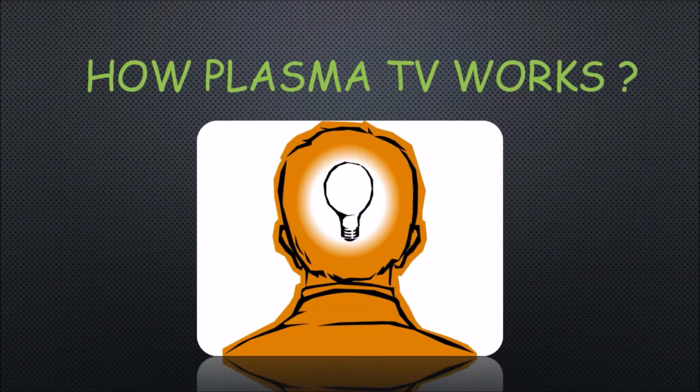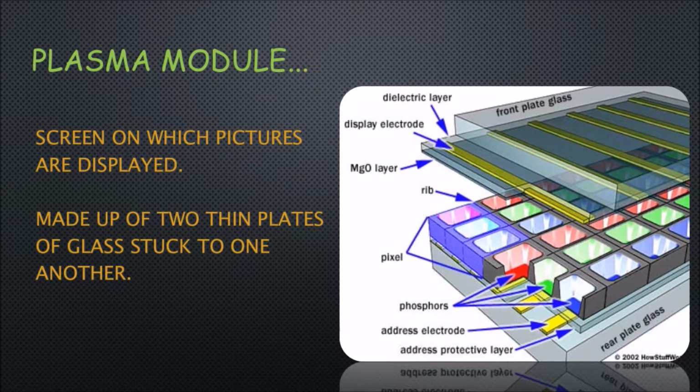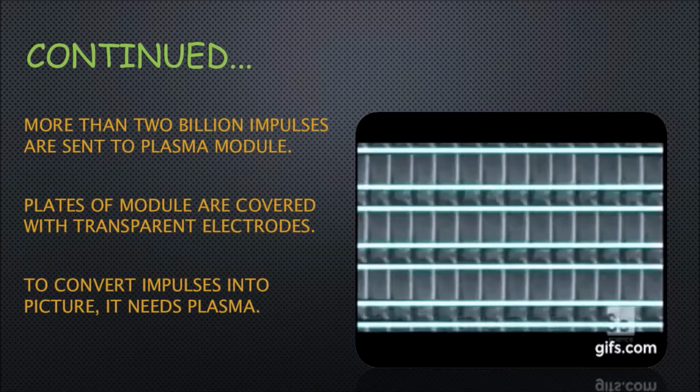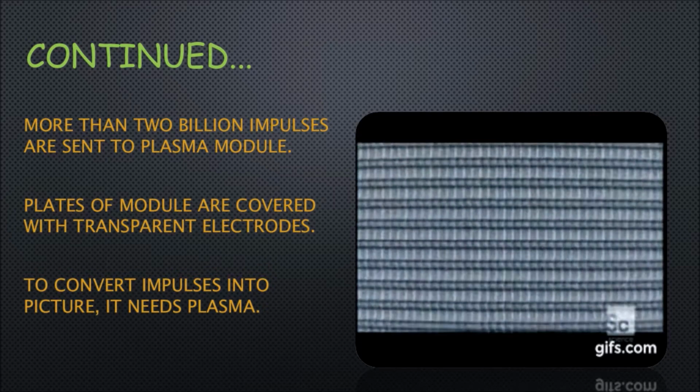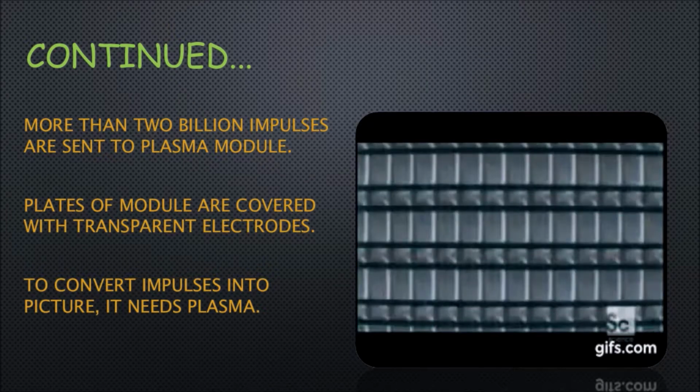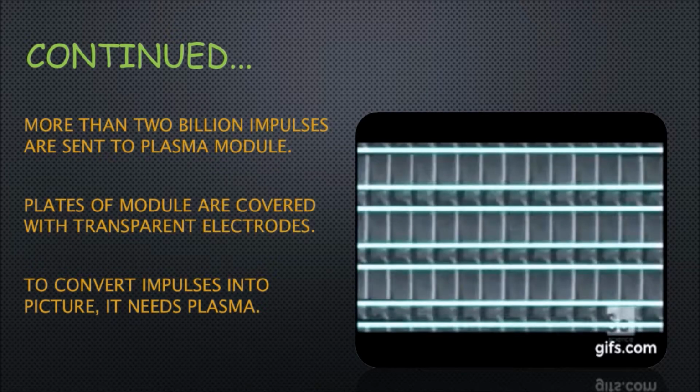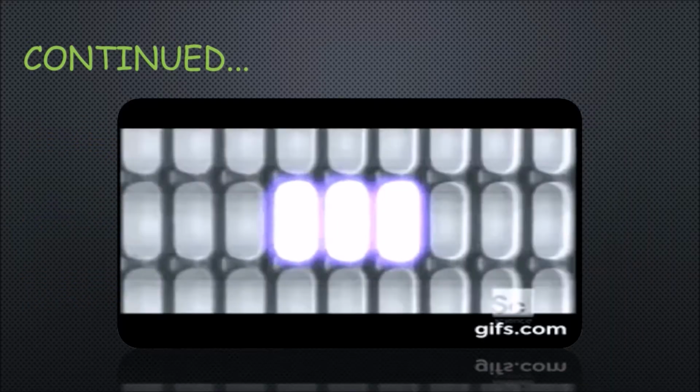Now comes the most important question: how does the plasma television work? The screen on which pictures are displayed goes by the name plasma module, and it's made up of two thin plates of glass stuck to one another. More than 2 billion impulses are sent to the plasma module every second, and the two glass plates of the module are covered with transparent electrodes. But in order to convert these impulses into a colored picture, it needs plasma, and this transformation happens between the electrodes in the pixel. Each pixel corresponds to one picture element being displayed.